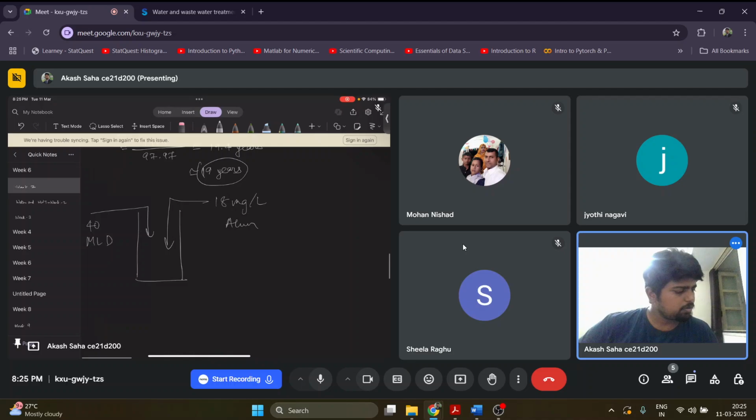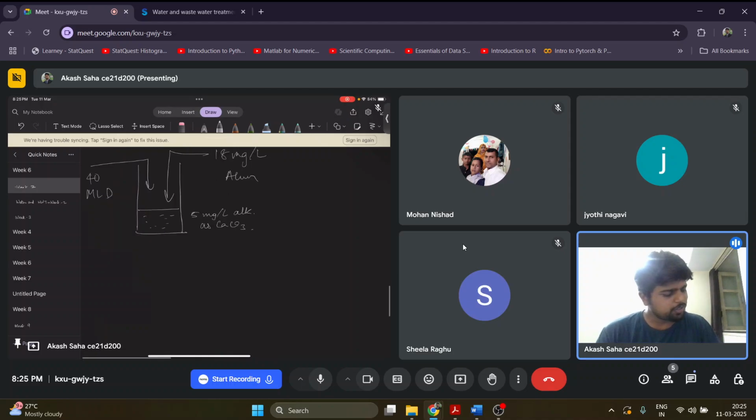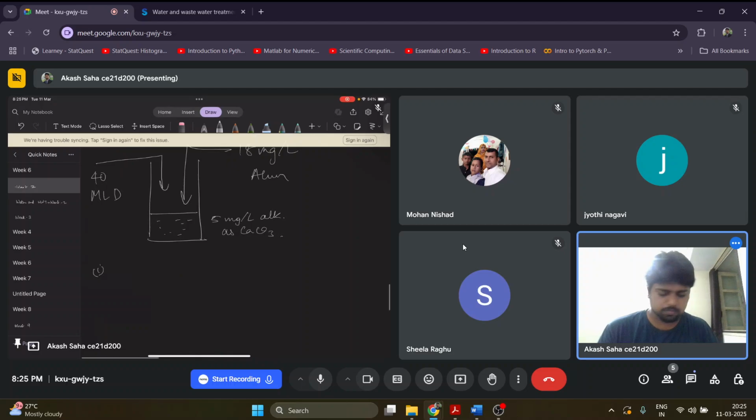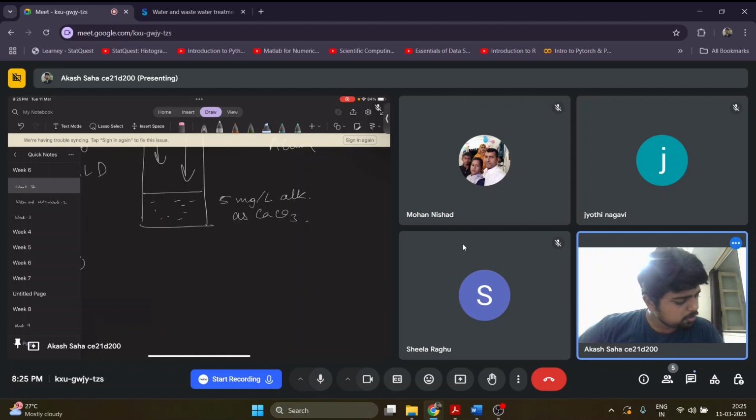Okay, we are putting, and inside this water we already have 5 milligram per liter alkalinity as CaCO3. Okay, so for the first part we have to calculate the quantity of alum required yearly.